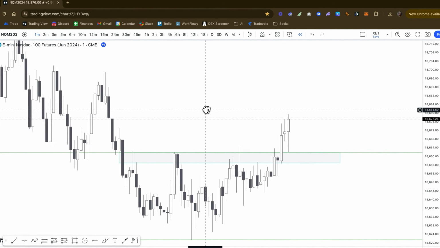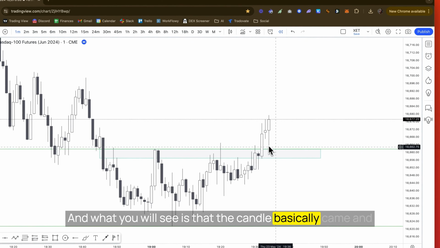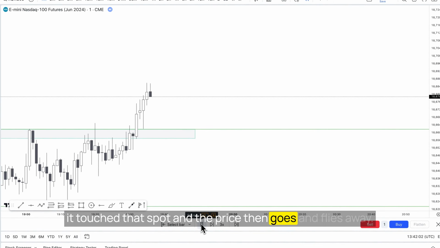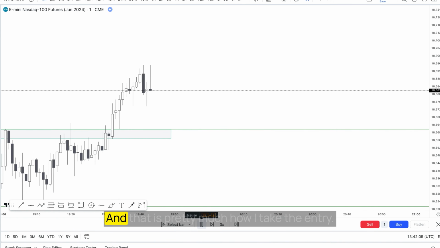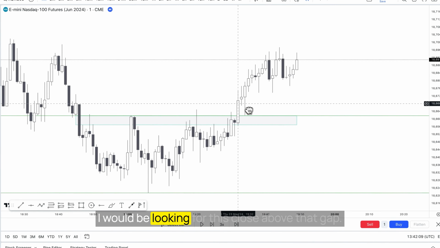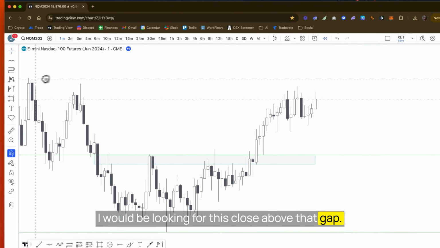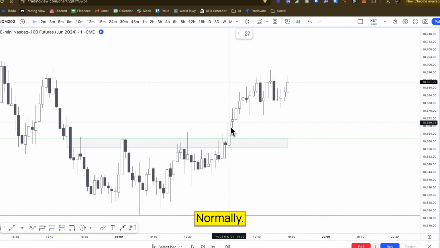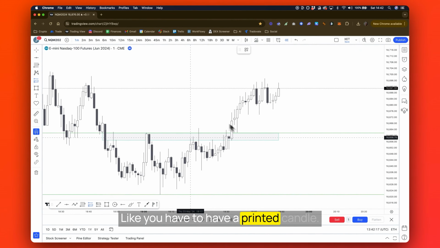Okay. And what you will see is that the candle basically came and it touched that spot. And the price then goes and flies away. And that is pretty much how I take the entry. Okay. I would be looking for this close above that gap. I then take my entry normally, like, you have to have a printed candle, okay?